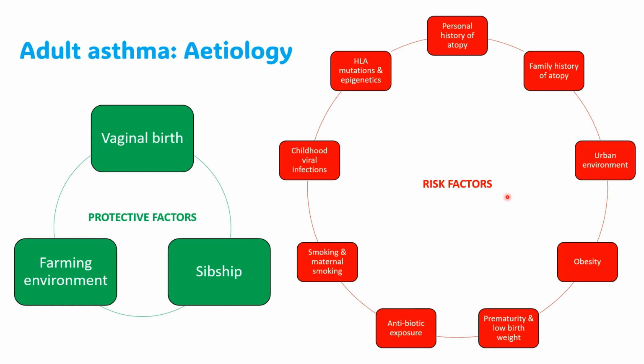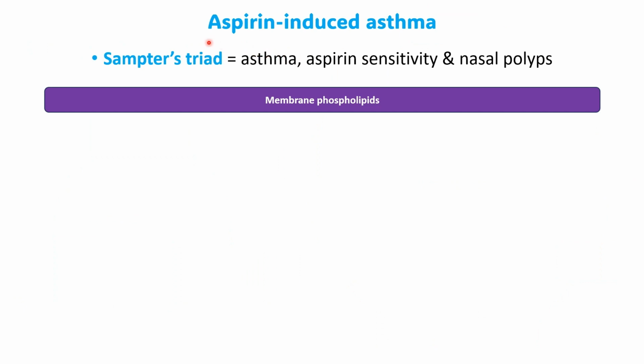Okay. Yeah, so now let's talk about aspirin-induced asthma. And when we talk about this, we have something called Samter's triad. So for exams especially, it's important that you're aware of this. So this consists of asthma, aspirin sensitivity, and nasal polyps. Okay, and now I'm going to outline why this happens, so why aspirin can induce asthma.